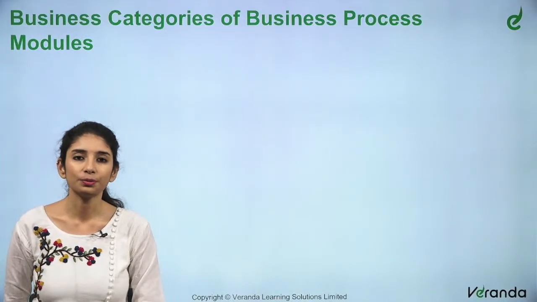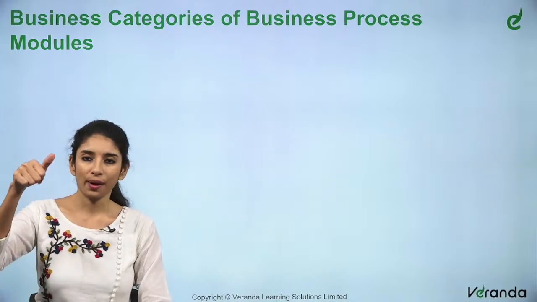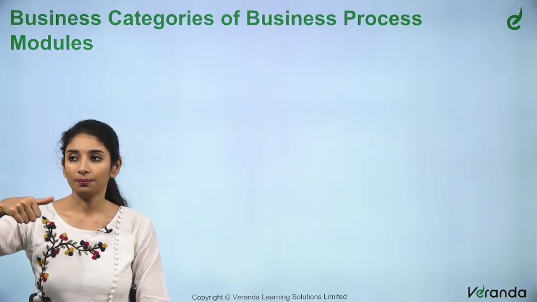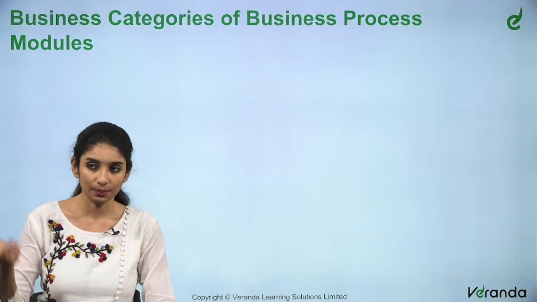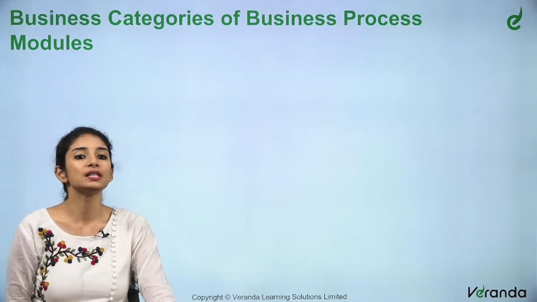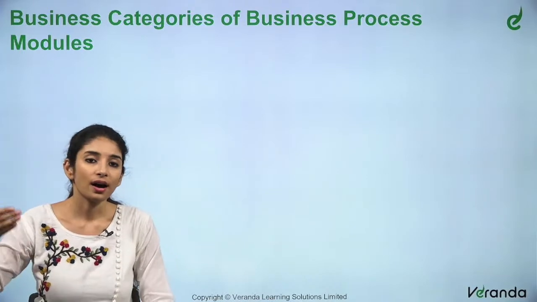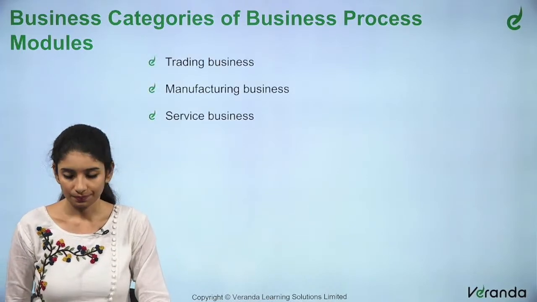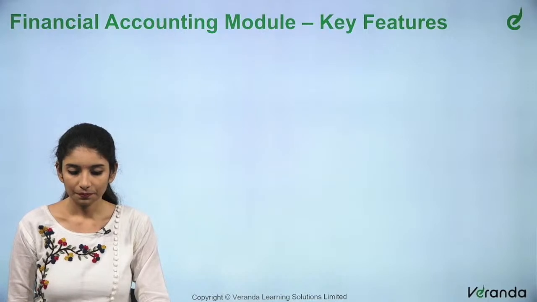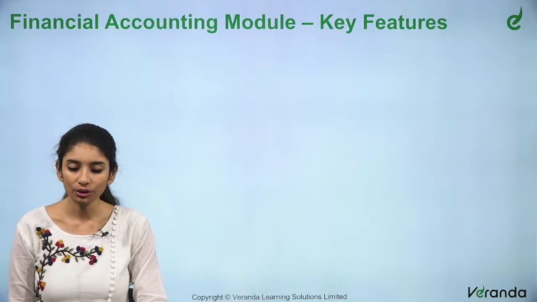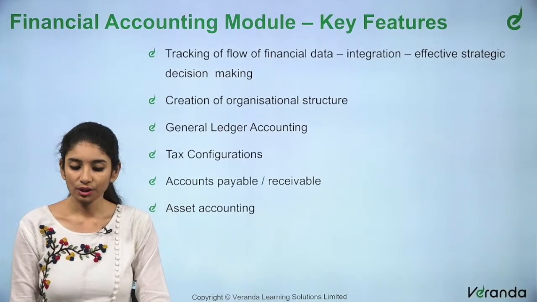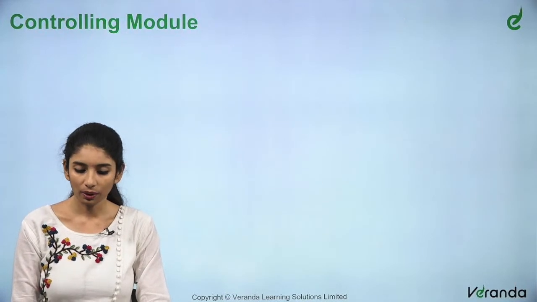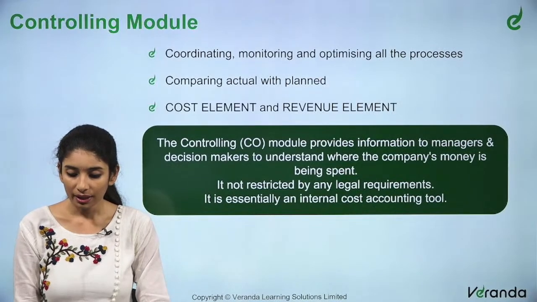Now let us see the business categories of business process modules. You have to identify if you're a manufacturing concern, a trading concern, or a service oriented concern, because based on the nature of your business, you're going to put down the modules. Financial accounting is a key module. Since we've done this in the detailed lecture, we will not be taking it through here. What we'll do is learn the important question.